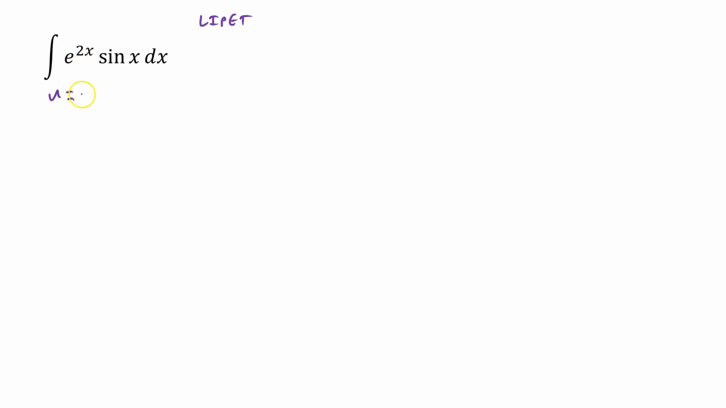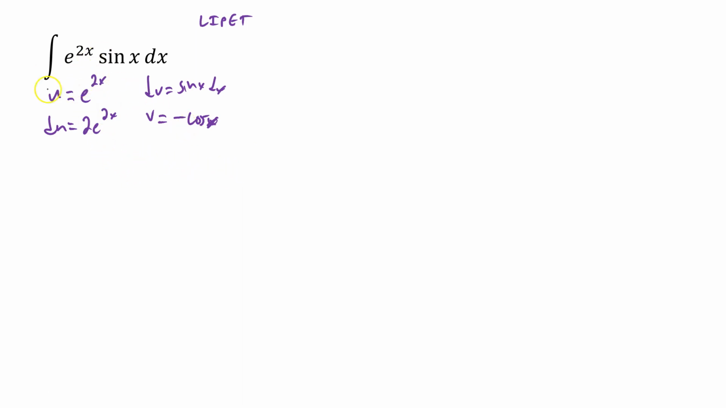So we have u equals e to the 2x. That means du is going to be 2e to the 2x. And our dv then is going to be sine x dx, which means our v is going to be negative cosine x. The antiderivative: take the derivative of cosine, you get negative sine, so we need that negative out there to cancel it out. So let's put together our integration by parts.